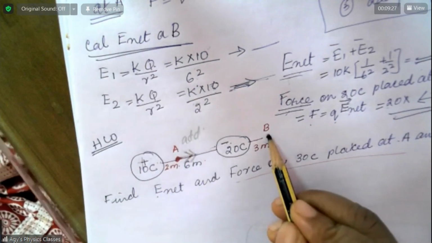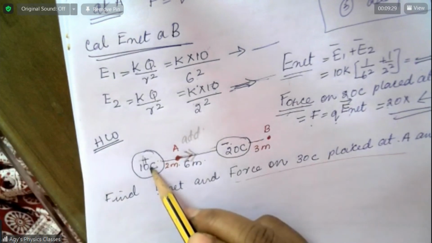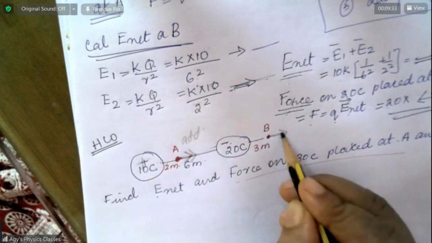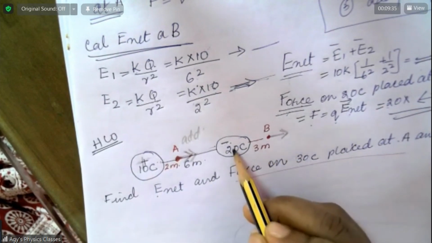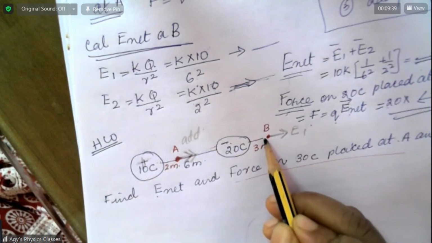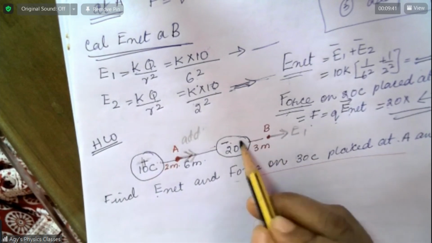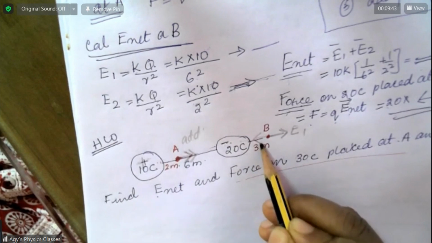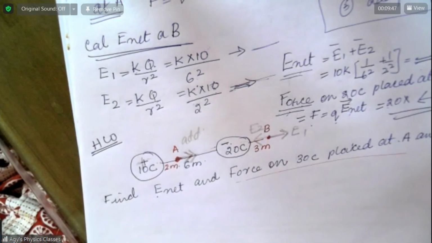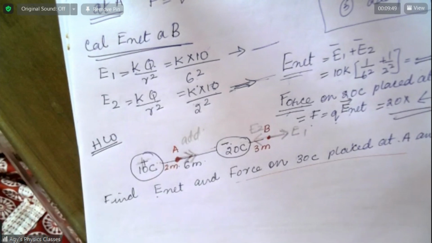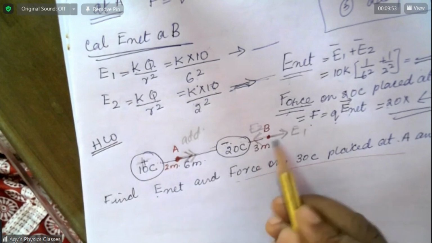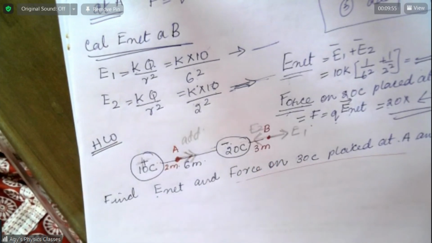At this point, due to this one, this is positive, so the field is away. This is negative, so the field will be towards the charge. Understood? So here you have to subtract.